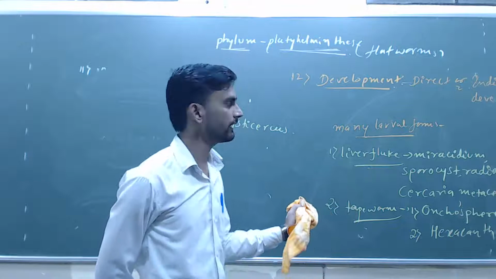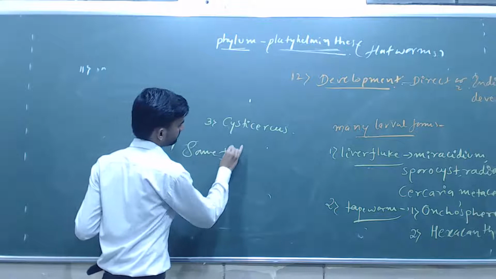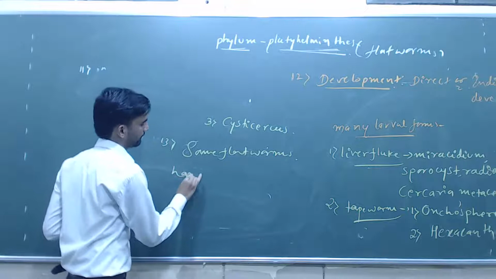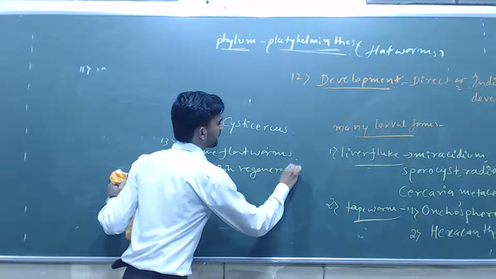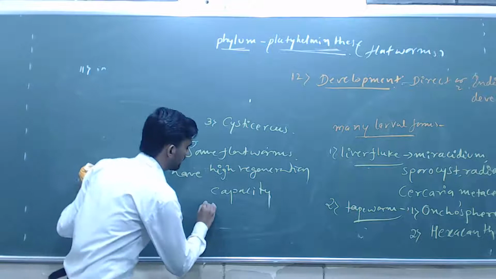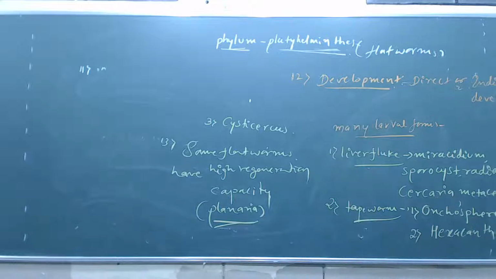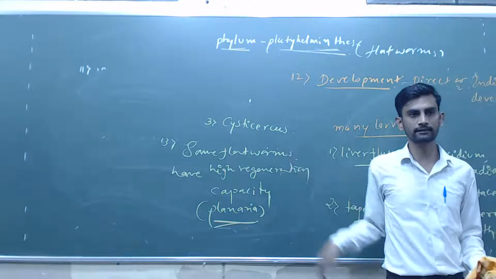And last but not the least, another very important characteristic feature: some platyhelminthes have high regeneration capacity, like, in brackets you write the term planaria. Underline this word planaria, it comes many times in CET. Usually they will not concentrate on this in the NEET exam, but usually in the CET exam you might get one mark by remembering this: planaria exhibiting high regeneration capacity.